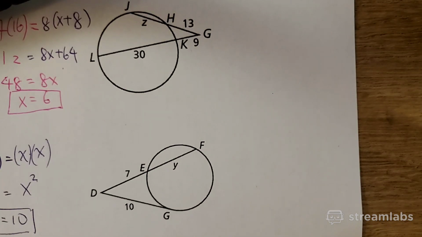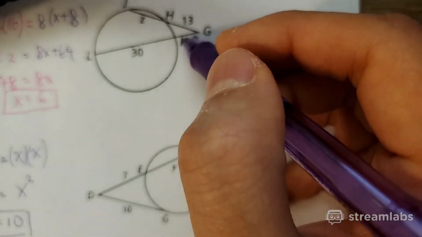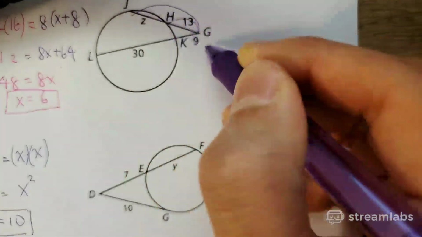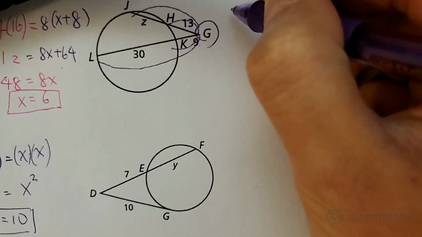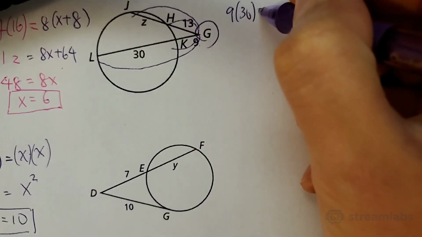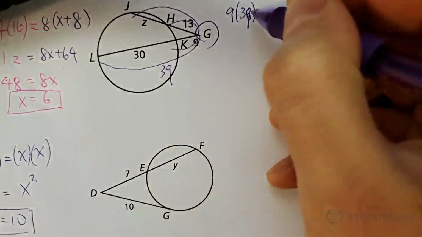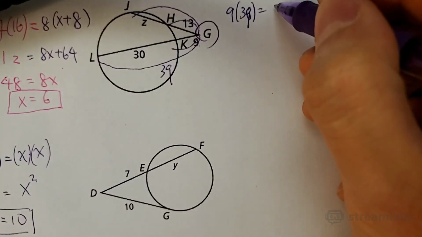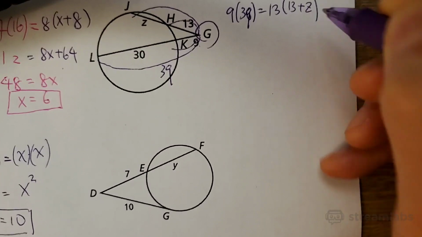Right, so these two problems, we are going to do this times this equals this times that, right? You gotta look at the intersection. So it'll be 9 times 39, the whole thing is 39. 9 times 39 is equal to 13 times 13 plus z.